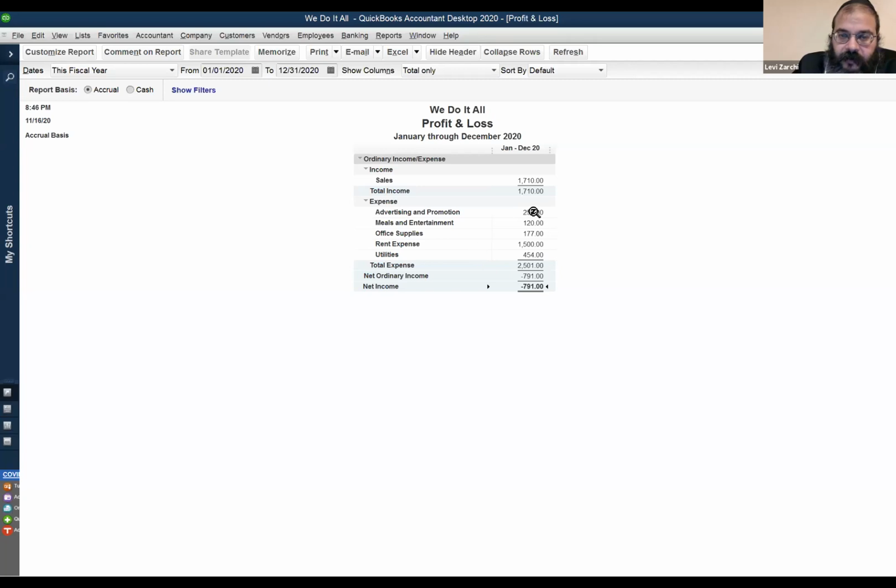The advertising is gone, right? We advertised. The meals, we ate it up. Office supplies, assuming we used up all the paper. The rent expense is also gone because next month we have to pay again for rent. And utilities is gone because next month there are new utilities. But the copy machine and the furniture are not gone because they're still physically here. It might not last forever, but you can say it's an expense.